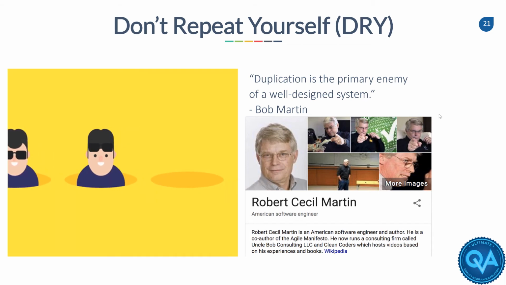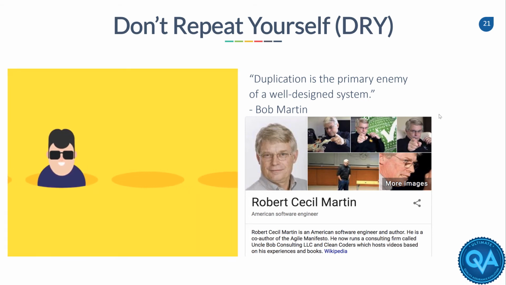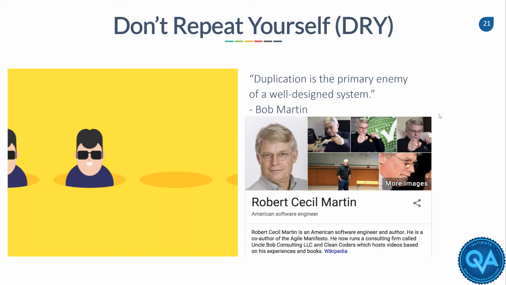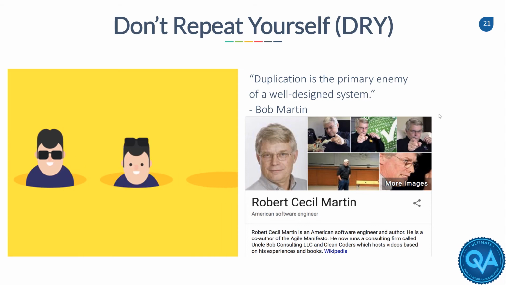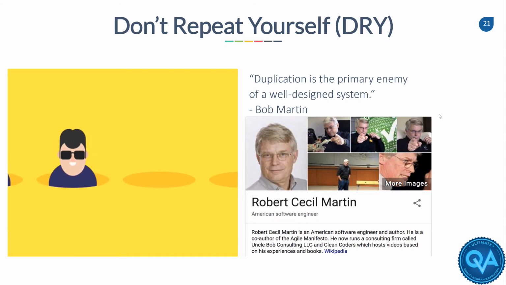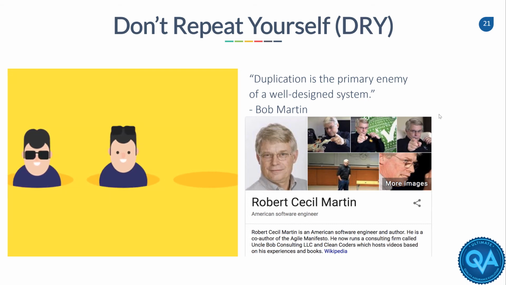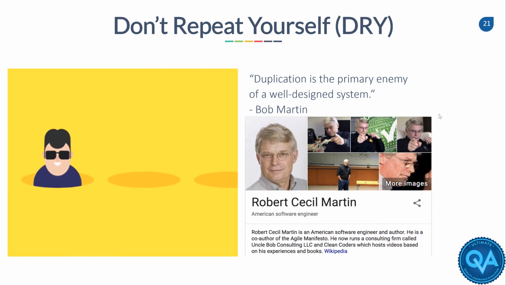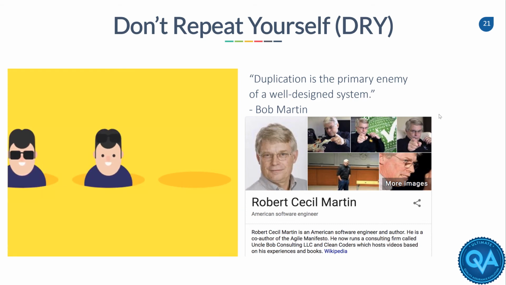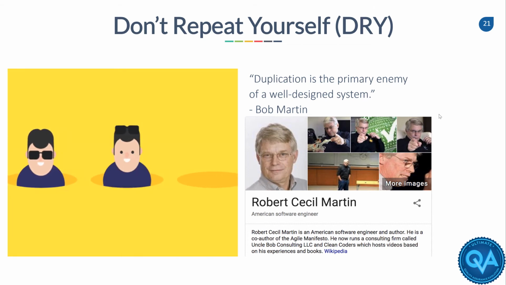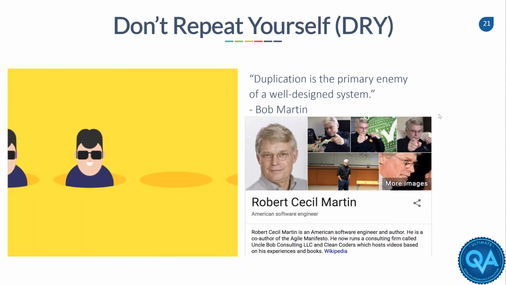As you can see, Bob Martin says that duplication is the primary enemy of a well-designed system. If you're not familiar with Bob Martin, he is a phenomenal software developer. The guy is so smart and so knowledgeable about everything. You can see he has a wiki page, so you know he's pretty important. If you haven't seen him, I strongly recommend you go on YouTube, search for him, go on Google, search for him, and watch some of his presentations. This guy is mind-blowing. If you listen to anyone, you can ignore everything I say, but definitely listen to him.